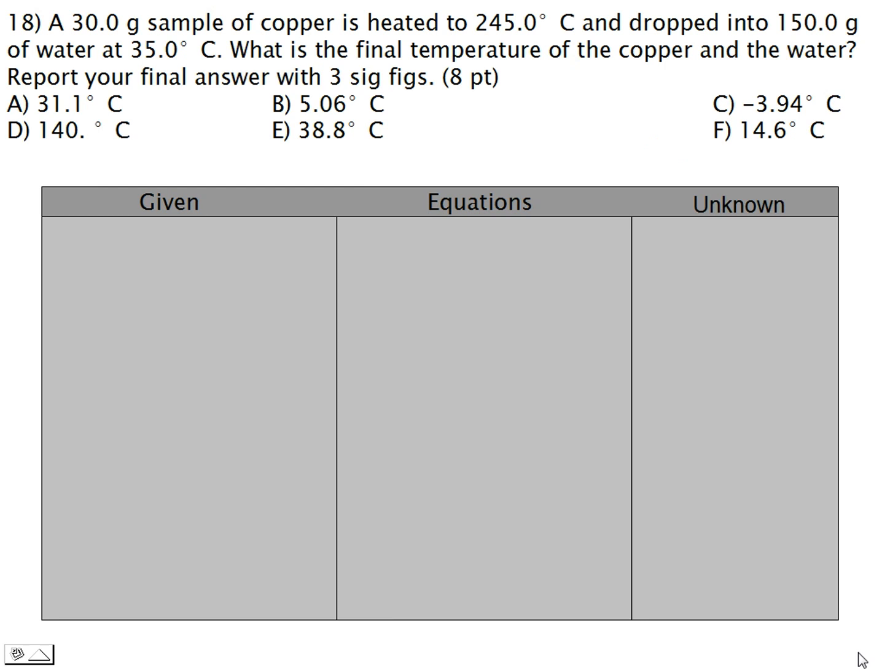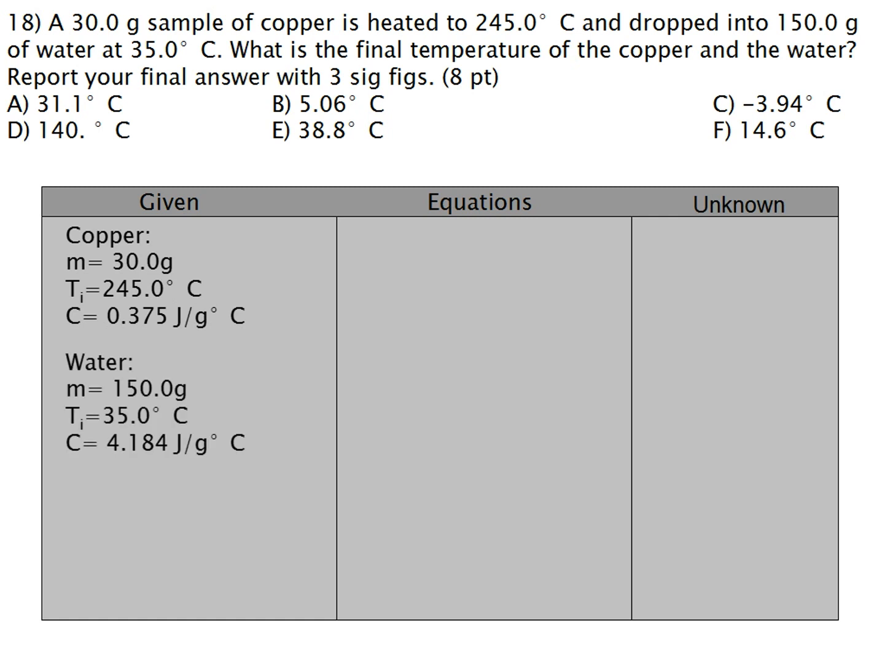So now that we've created a visual and we know what's going on, we know what we're looking for, it's always great to write down our information in a table to help us organize our information. So we're given that copper has a mass of 30.0 grams, initial temperature of 245.0 degrees Celsius, and specific heat capacity of 0.375 joules per gram degrees Celsius. We're also given that water has a mass of 150.0 grams, initial temperature of 35.0 degrees Celsius, and specific heat capacity of 4.184 joules per gram degrees Celsius.